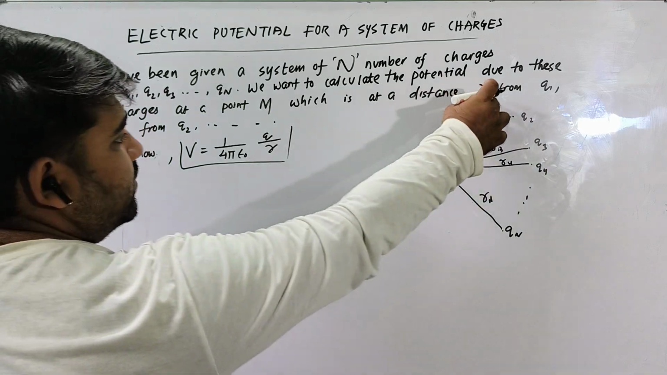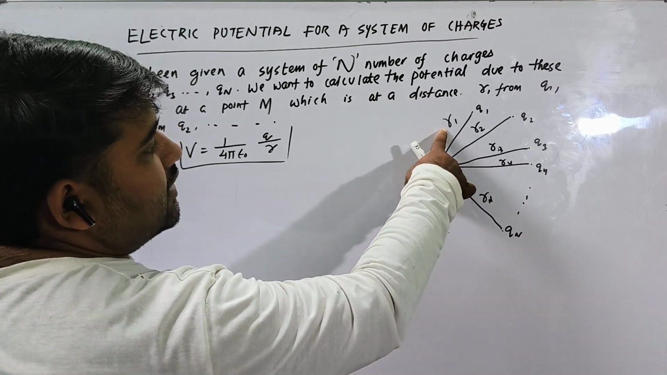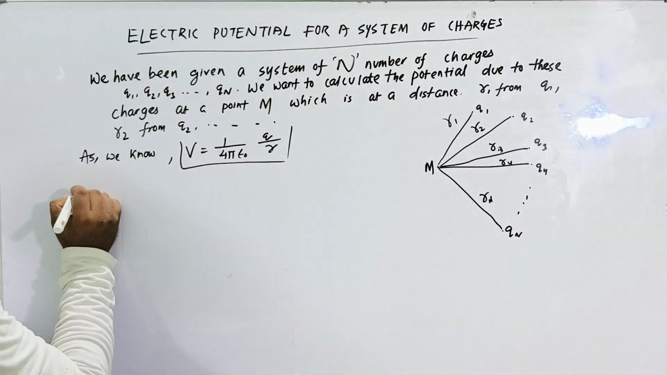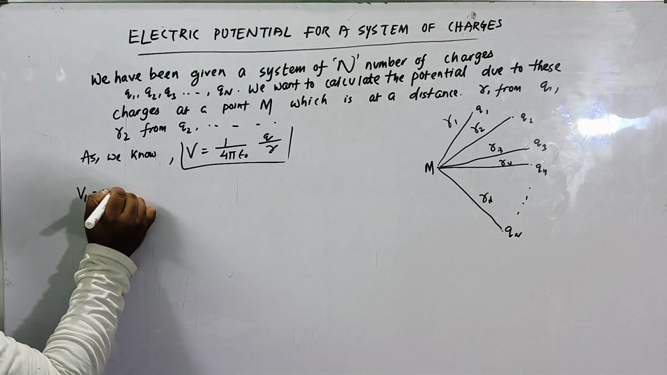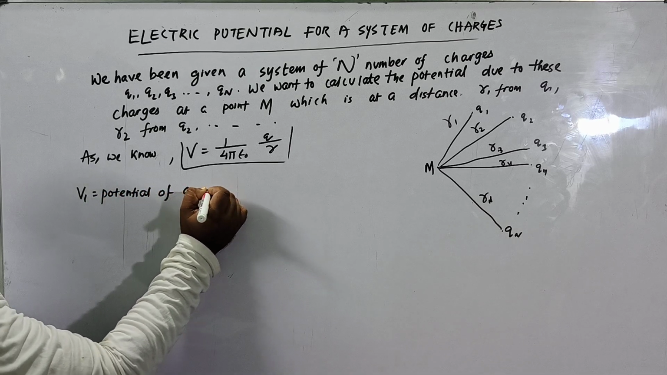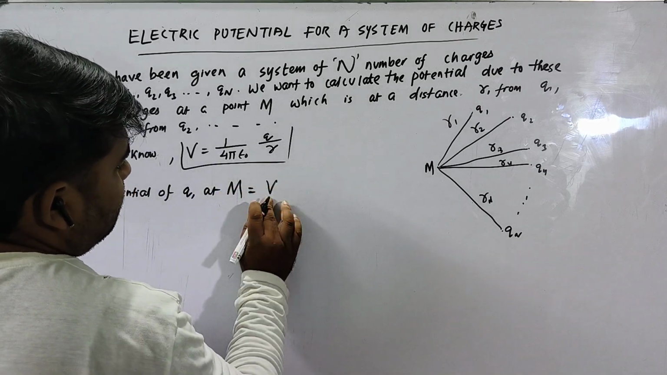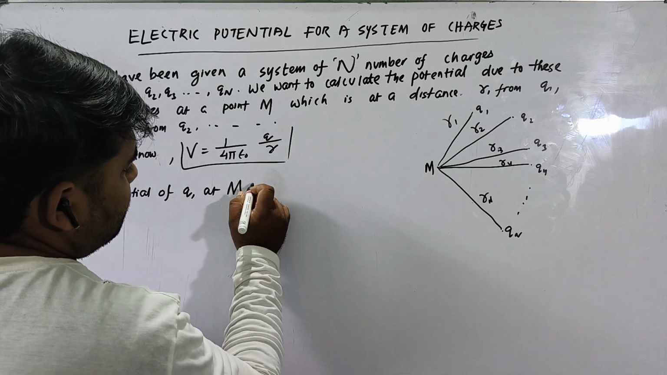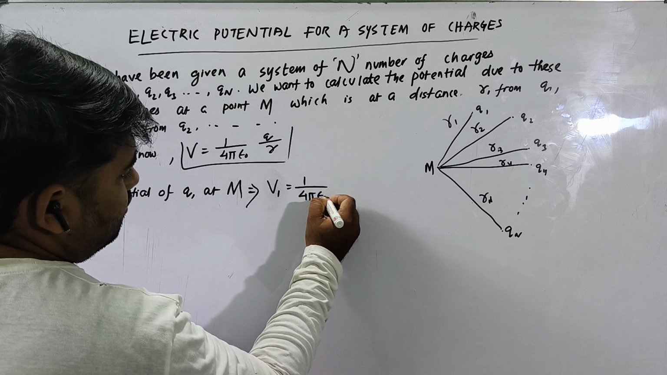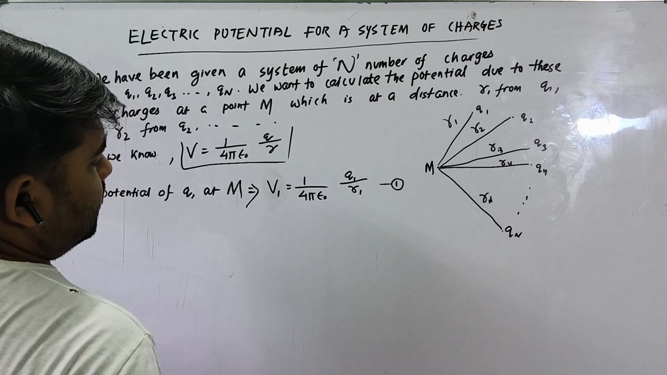So let it be V1, since we are denoting it as 1 and its distance is R1. Let the potential of Q1 at M be V1. V1 equals the potential of Q1 at M. So what should it be? V1 equals 1 upon 4 pi epsilon naught Q1 by R1. It is your equation 1.